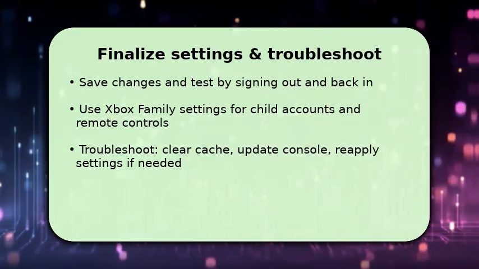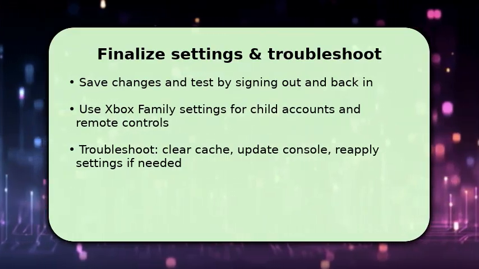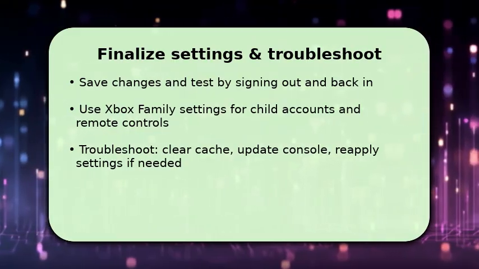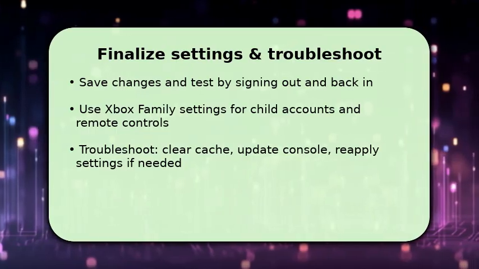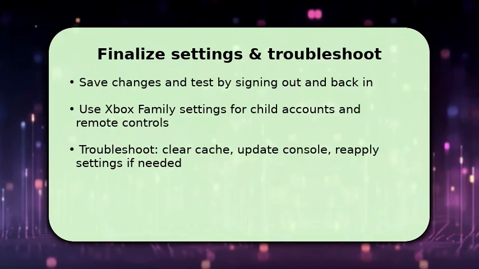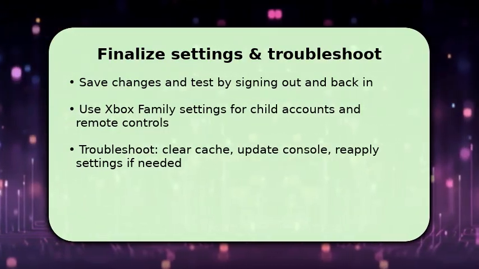If this is a child account, use family settings to lock preferences remotely and monitor requests. If settings don't apply, clear the cache by holding power for 10 seconds, install any pending system updates, and reapply the privacy choices. One key tip: check console and apps separately. Mobile or web changes sometimes need resyncing on the console.